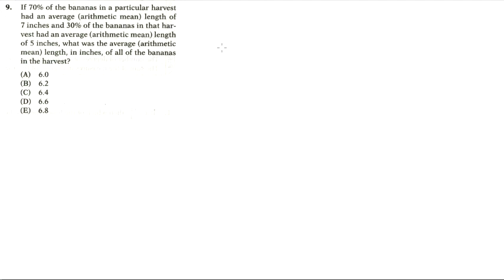70% of bananas in a harvest are 7 inches, and 30% of bananas are 5 inches. So let's say that we had 70 bananas, right? And each of them was 7. And then we had the other 30 bananas, and they were 5 inches.